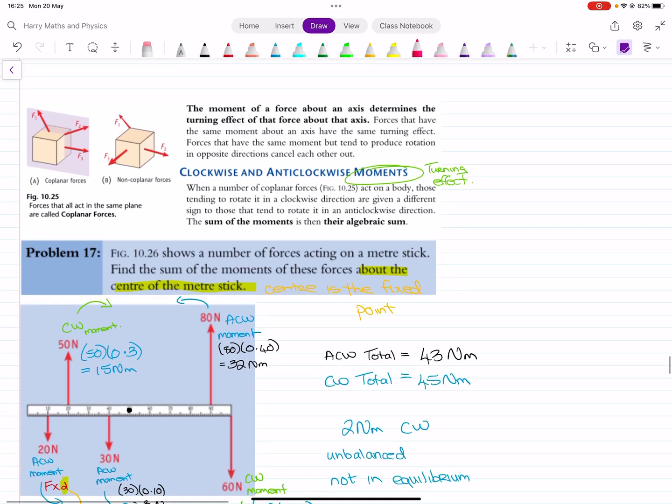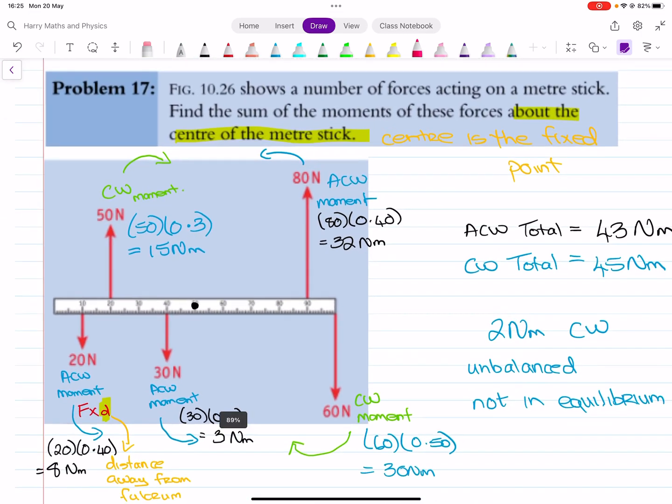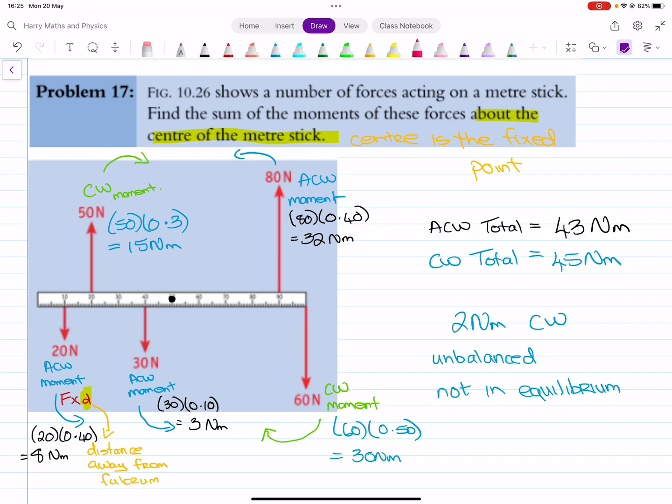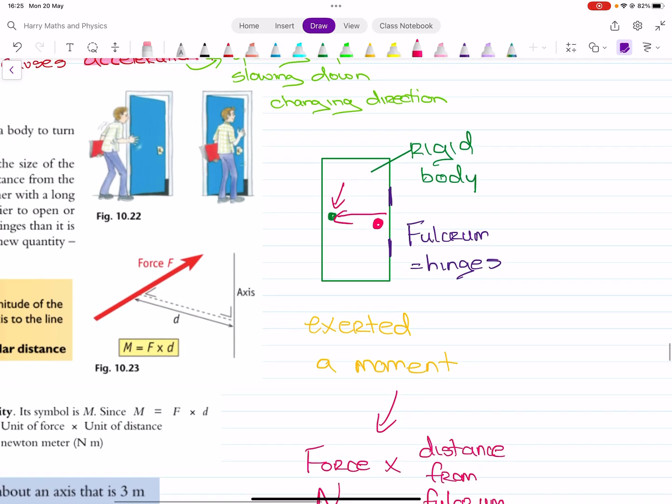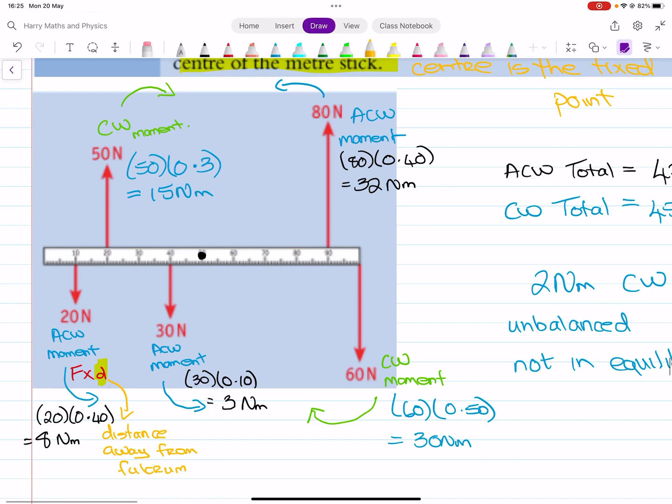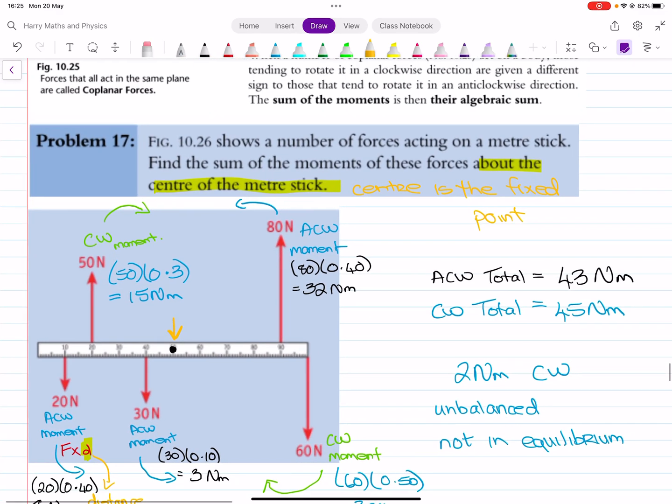Now we have clockwise and anti-clockwise moments. I don't think I actually said the word, did I? Sorry. If you have a rigid body with a fulcrum, what you have is a lever. Now if you turn a meter stick into a lever, a meter stick is a rigid body, but it doesn't technically have a fulcrum, but you can give it a fulcrum. In this question, it said to see about the center of the meter stick. So the center point is the fixed point, which is the fulcrum. And by giving a meter stick a fulcrum, you've turned it into a lever.